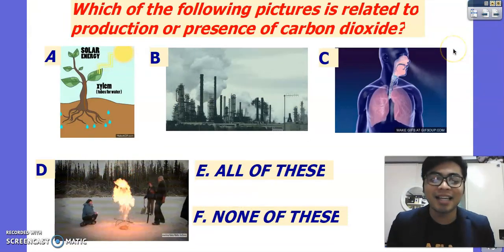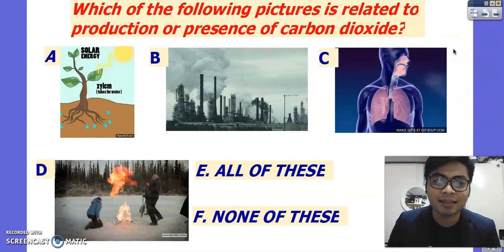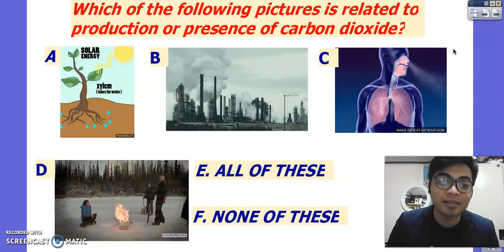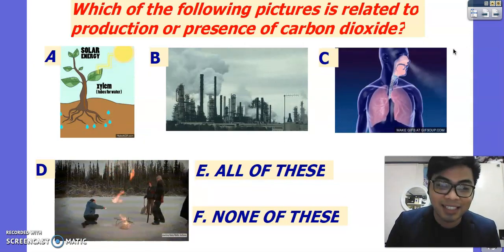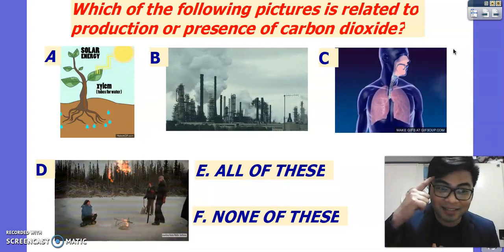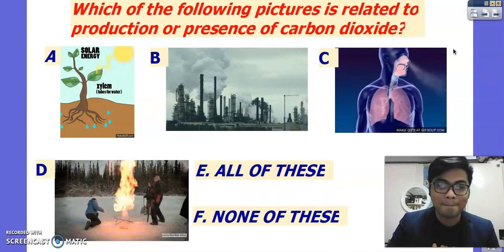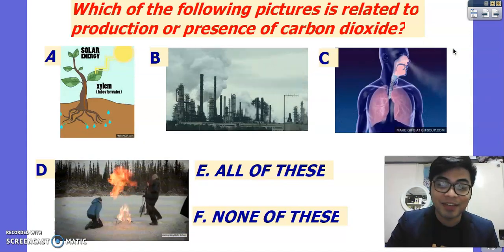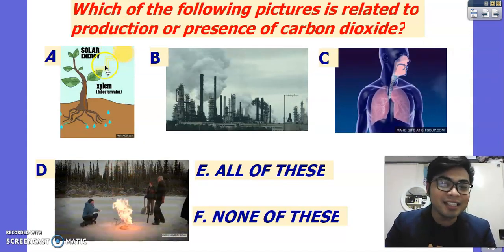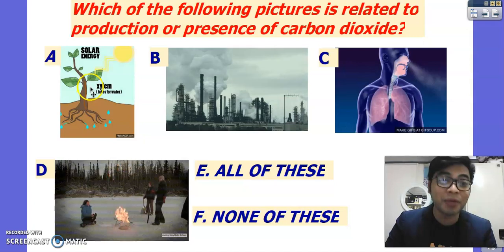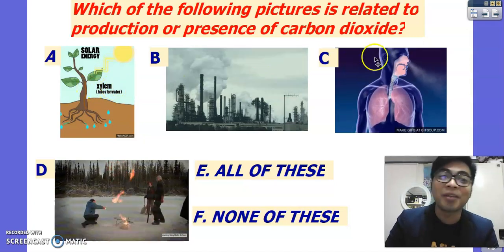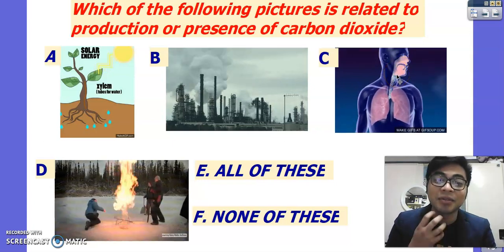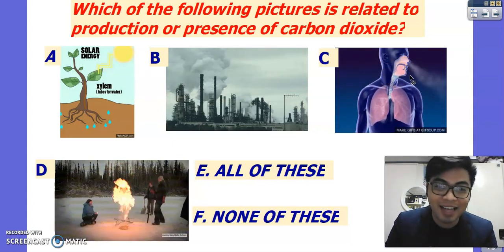First, let's identify where we get carbon dioxide. Which of these 4 pictures here is related or associated with carbon dioxide? Did you answer A? If you answer A, this needs carbon dioxide, but it releases oxygen, which is now being absorbed by letter C, but is releasing carbon dioxide.